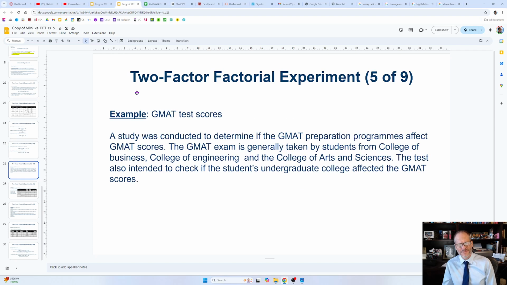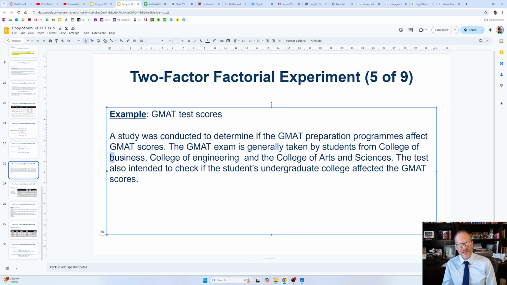And in this example problem, let's look for the different factors. The GMAT exam is generally taken by students from the College of Business, Engineering, and Arts and Sciences. So that's students from 3 different colleges, and they conduct different preparation programs. So we might have 2 preparation programs, and each college can take either preparation. So we have 3 colleges and 2 preparation programs, giving 6 combinations, just like water and fertilizer, same deal here.